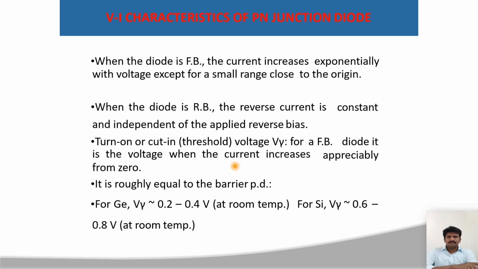It is roughly equal to the barrier potential difference. For germanium, the cut-in voltage is 0.2 to 0.4 volts. For silicon, the cut-in voltage is 0.6 to 0.8 volts. It means this cut-in voltage, threshold voltage, or turn-on voltage is the minimum voltage we have to apply in the forward bias of the diode to make it conduct.